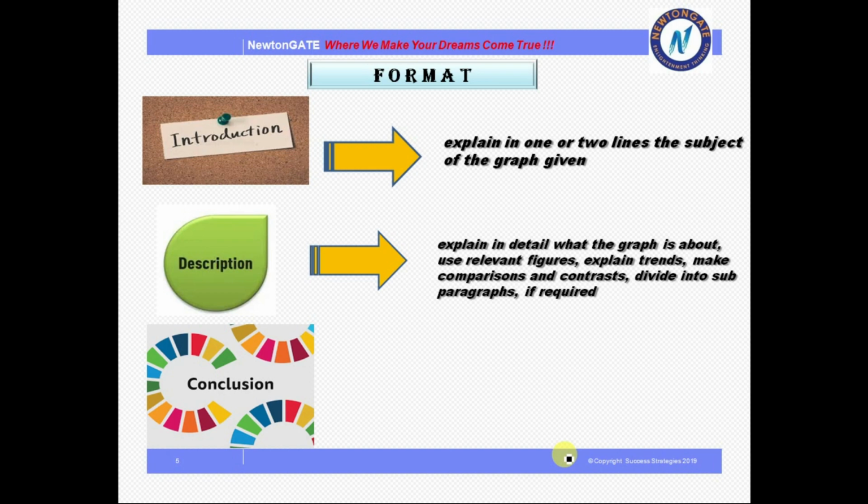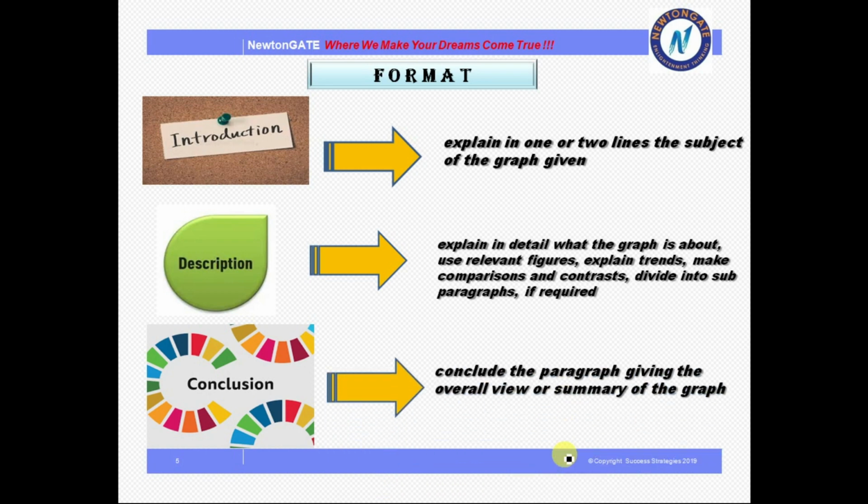For the description, keep in mind that we have to explain in detail what the graph is about, use relevant figures, explain trends, make comparisons and contrasts, and divide into sub-paragraphs if required. Next is our conclusion. The conclusion deals with the last paragraph that should summarize the ideas mentioned and the information in general. It should be concluding in nature and act as the closing statement.